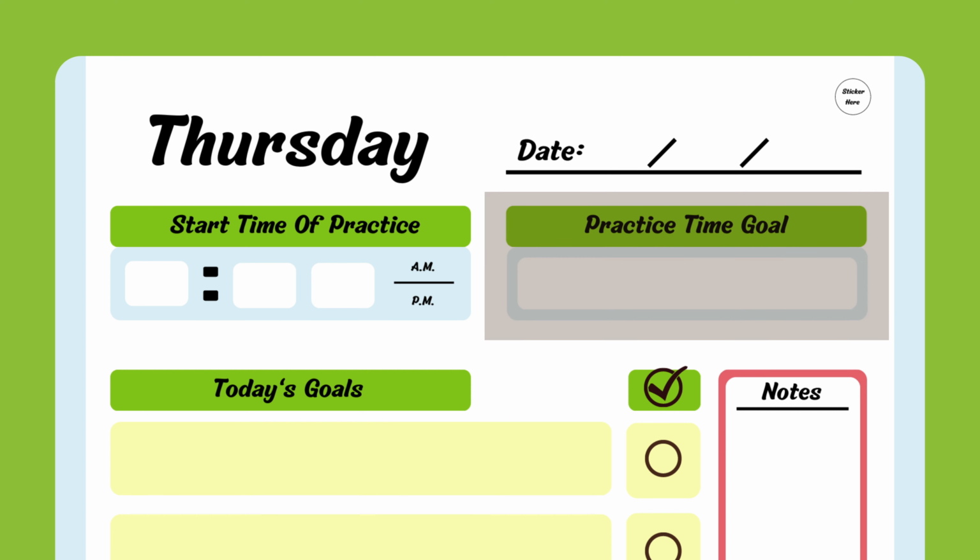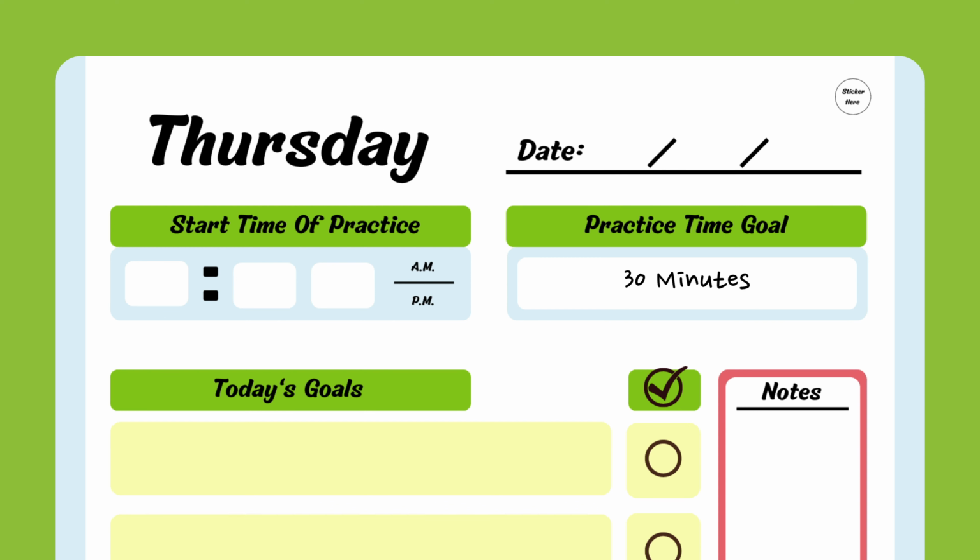The practice time goal is the minimum amount of practice time that a student is aiming to reach. The student can refer back to the practice time goal that the teacher suggested on their homework page to set up their practice time goal on this page.